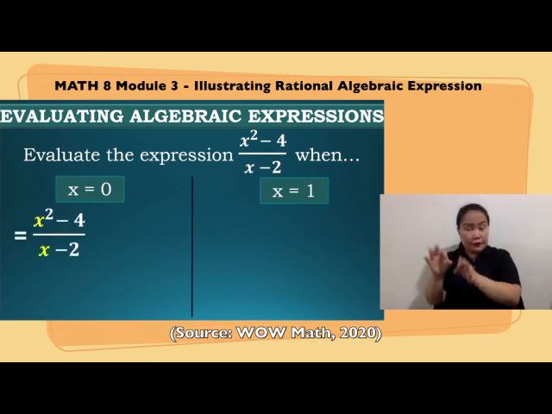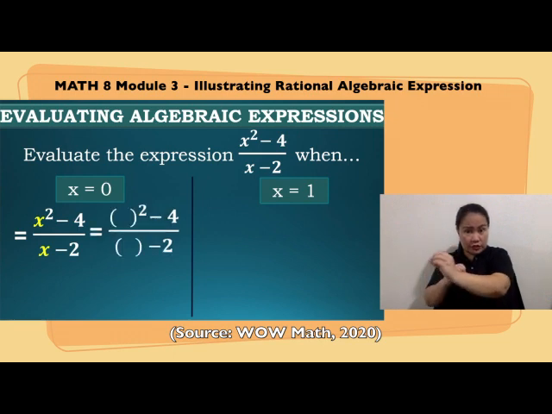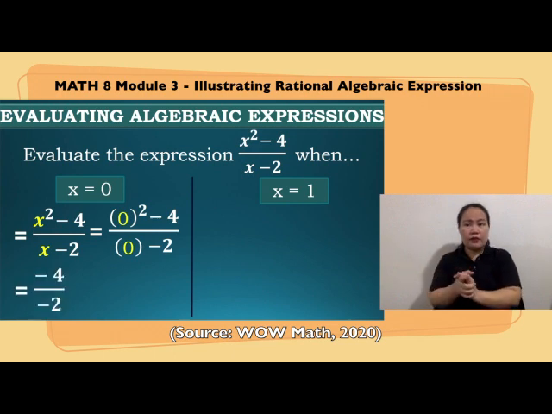Let's have the first one. If your x is equal to 0, we will just replace the variable with the value which is 0. So, we will have 0 and then another 0 since we have two x's here. And then our 0 squared is 0, so we will have negative 4, and then negative 2, so we will simplify. Negative 4 divided by negative 2, that is positive 2.